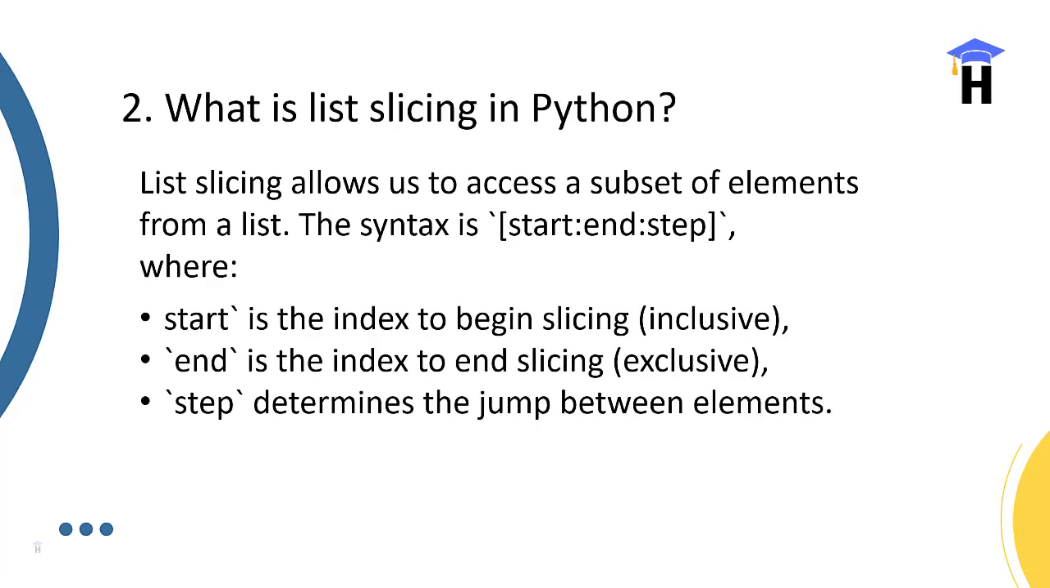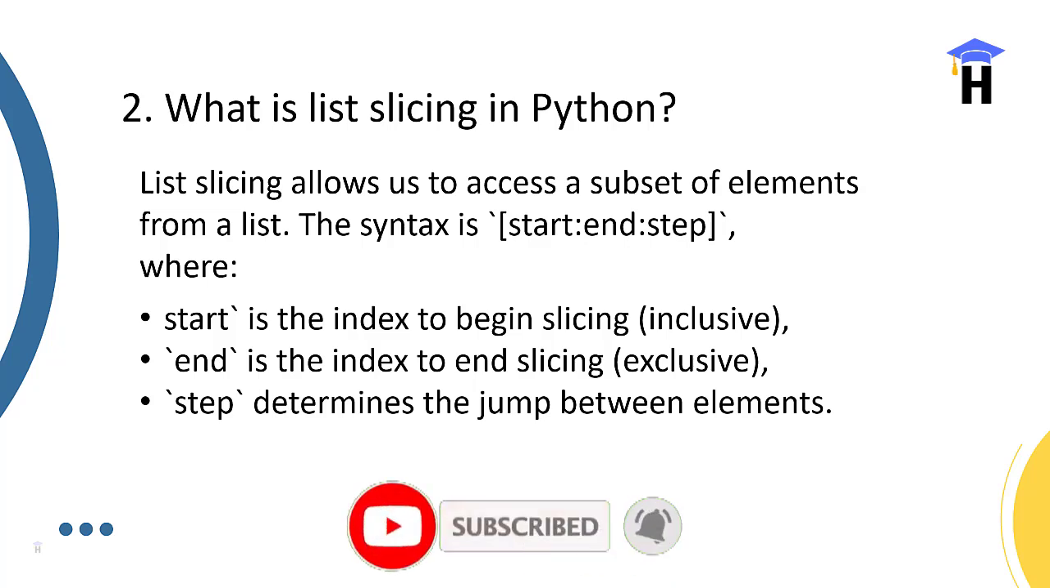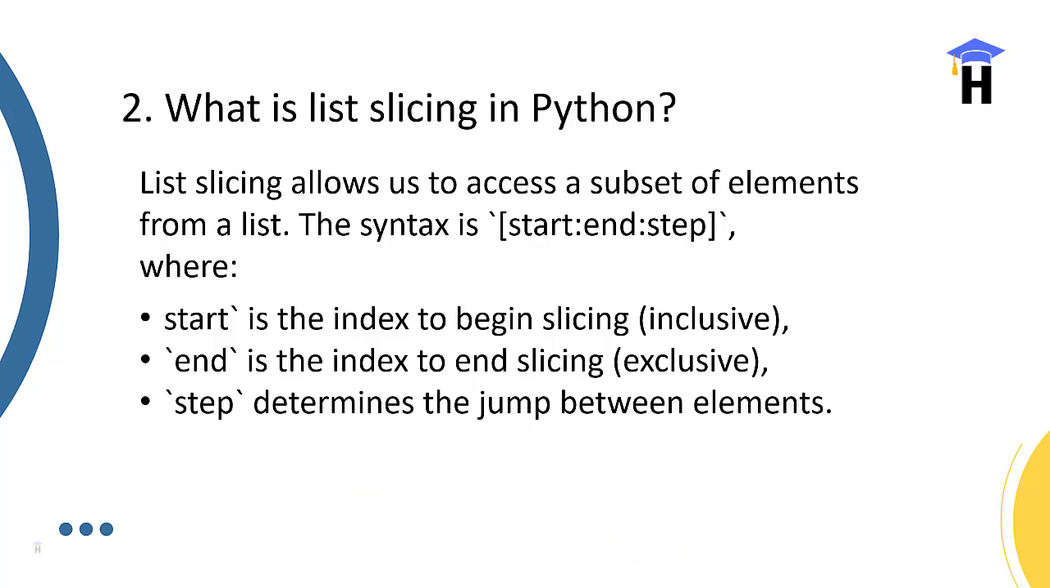The next question is, what is list slicing in Python? List slicing allows you to access a subset of elements from a list. The syntax is start, end, step: the starting position, the ending position, and the stepping position. How many steps you take is like slicing a bread, how many slices you want to cut. The same way with data. This is very important for data science and data structures concepts in Python.